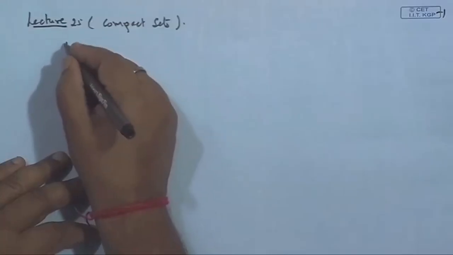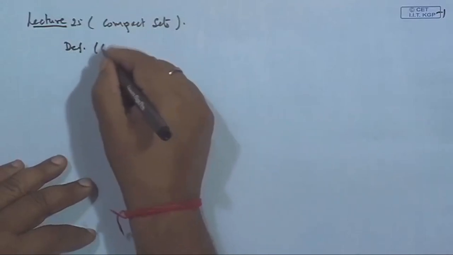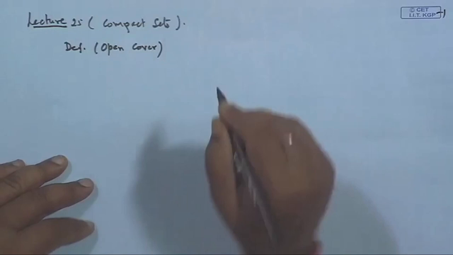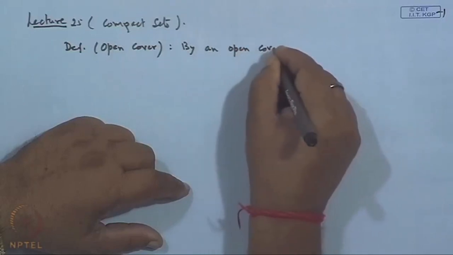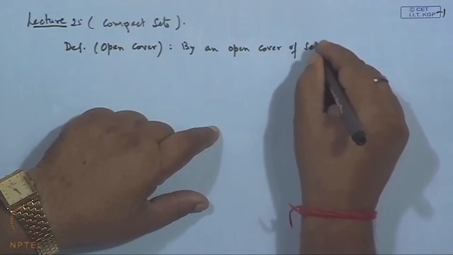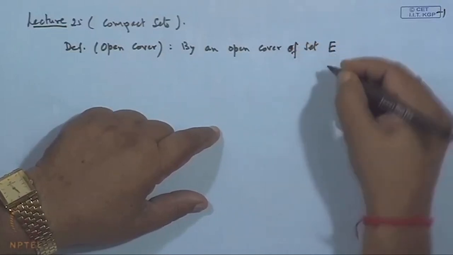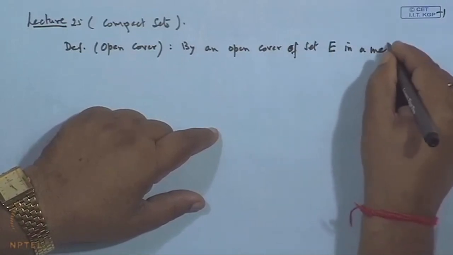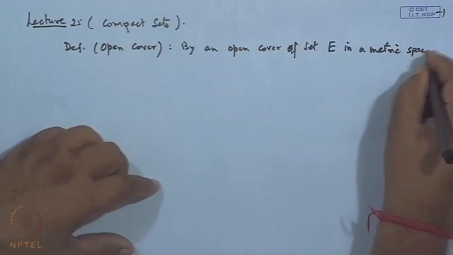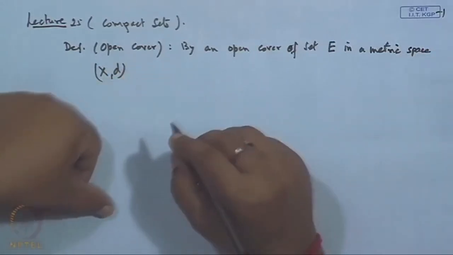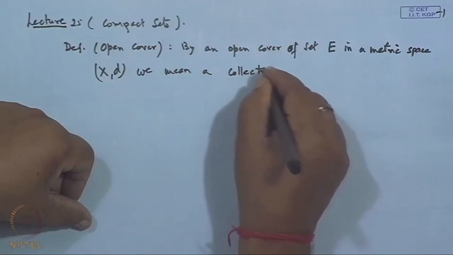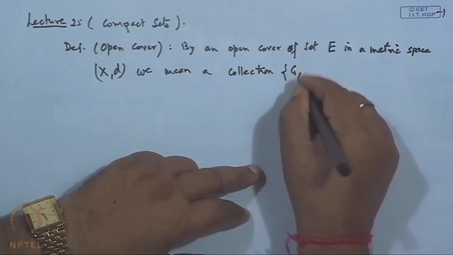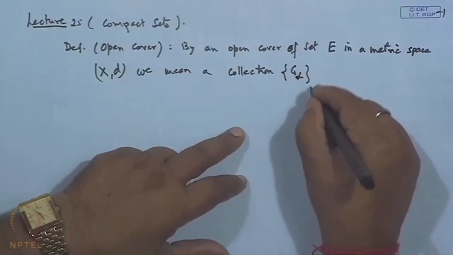So today we will discuss compact sets in a general metric space, which requires the concept of open cover. So first we see open cover. By an open cover of a set E in a metric space (X, d) we mean a collection of open sets, a collection G alpha, where alpha belongs to the index set.